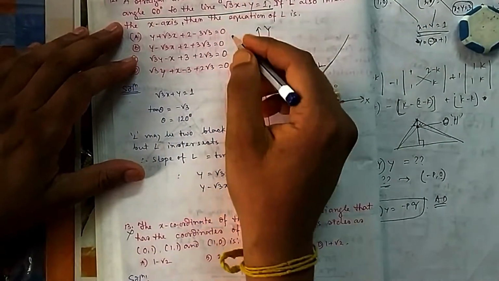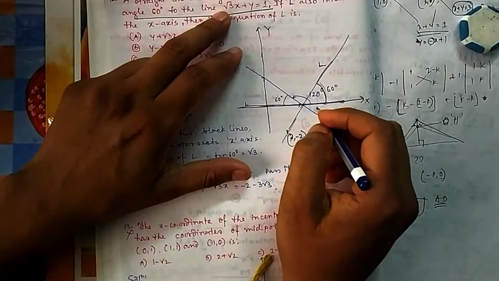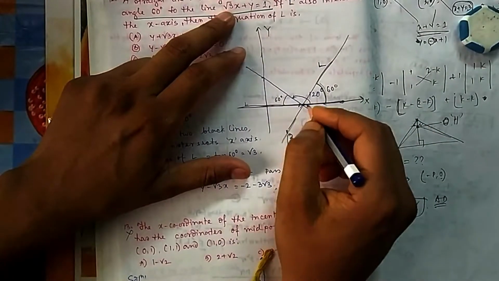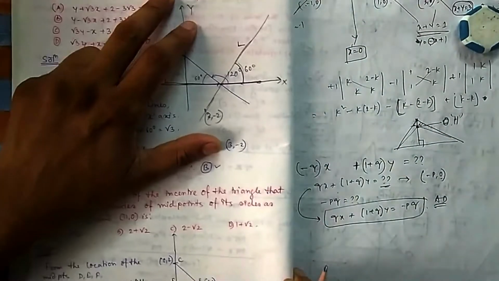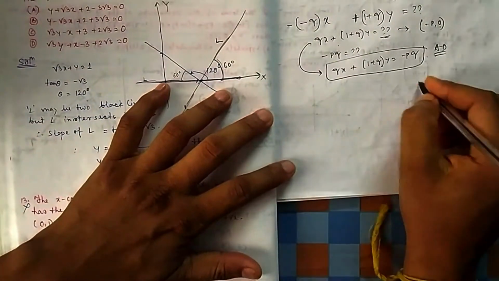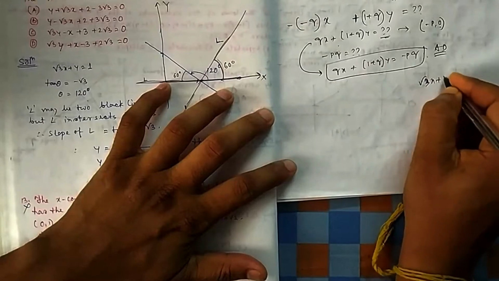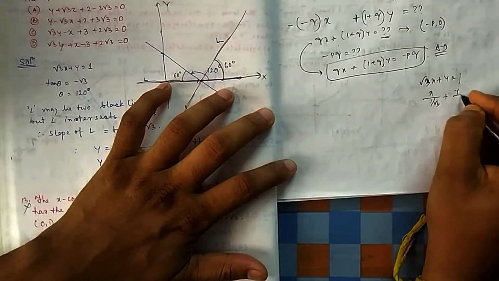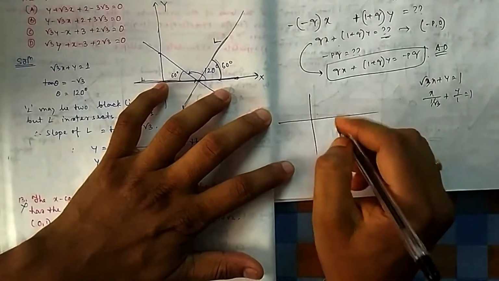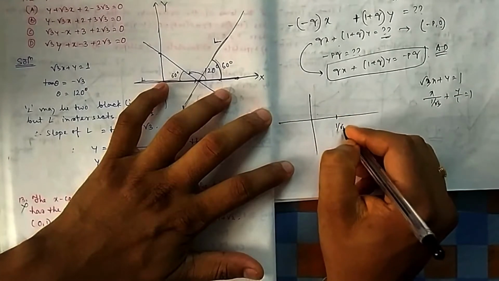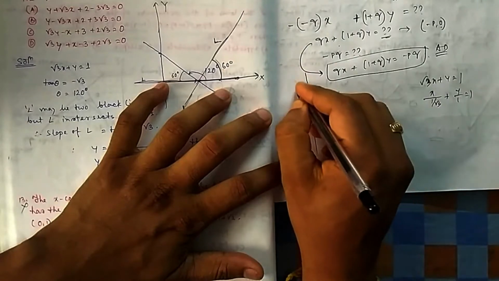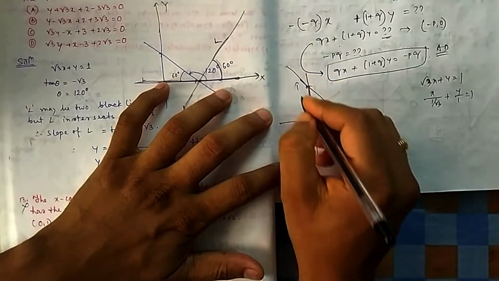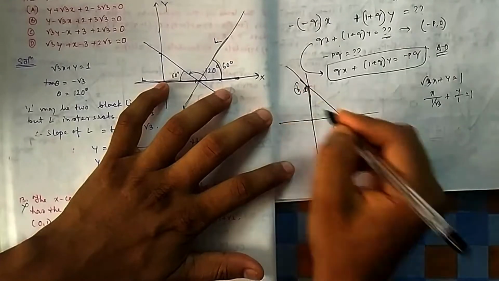So first you have to draw this line. In order to draw this line, you need to find this point. So let us draw it here. First let me draw this one, root 3x plus y is equal to 1. So it is x by 1 by root 3 and then y by 1 is equal to 1. So it will be 1 by root 3, 0 and this will be 0, 1. So this is the line.